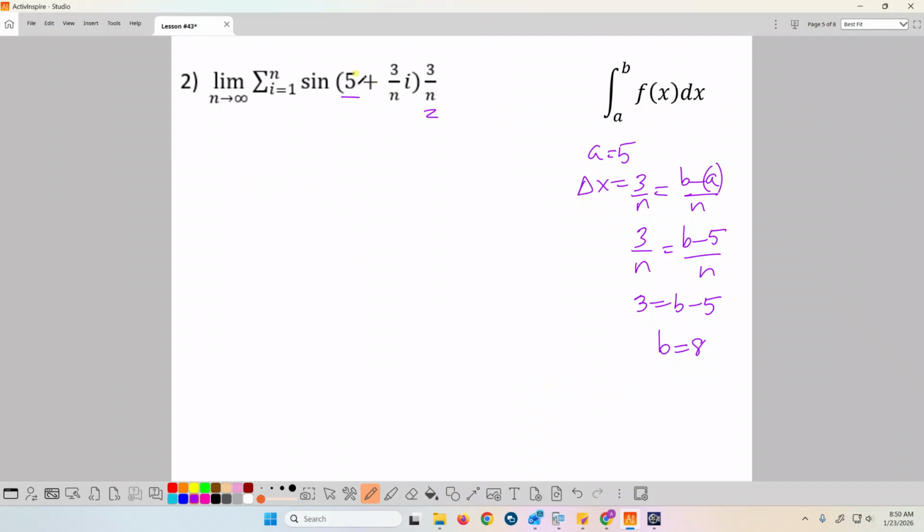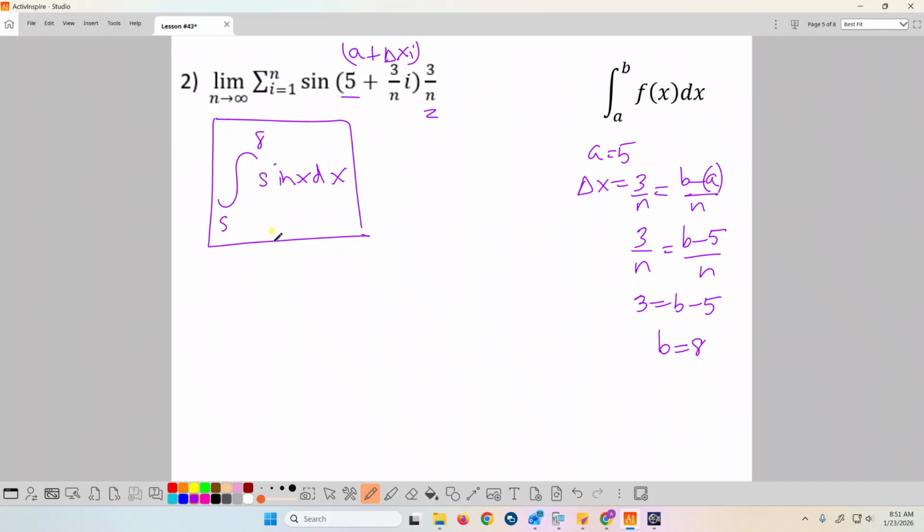And this is a lot of information, because I can see here that this is a sine function that's plugging in that a plus delta x. That already tells me everything I need. This is sine of x. So here we go. This is the definite integral from a to b, which is 5 to 8 respectively, and then my function is just sine of x dx. Be careful, don't forget about your dx.